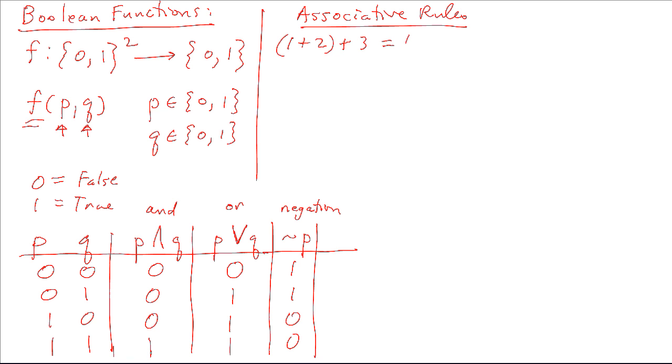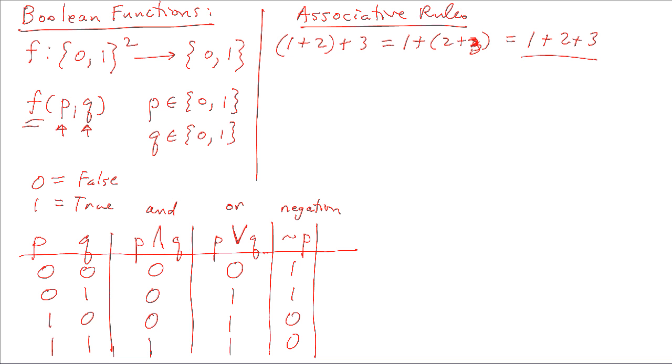I could do it 1 plus 2 plus 3 and add the 2 and the 3 together first. It doesn't matter what order, and I might as well not even put parentheses on it at all. Same thing happens for both AND and for OR, as long as we've got all ANDs or all ORs in the expression.